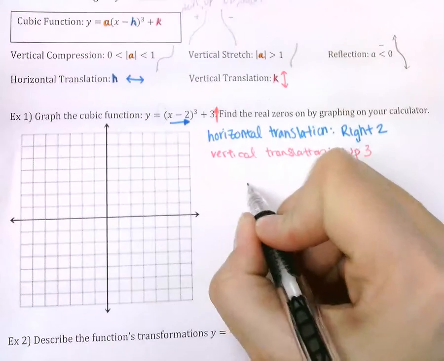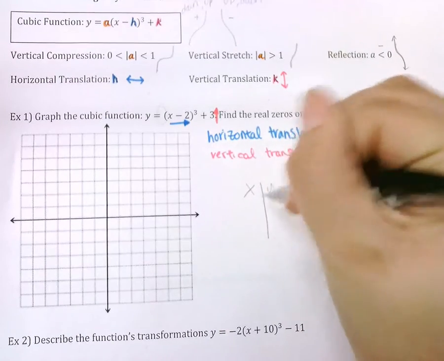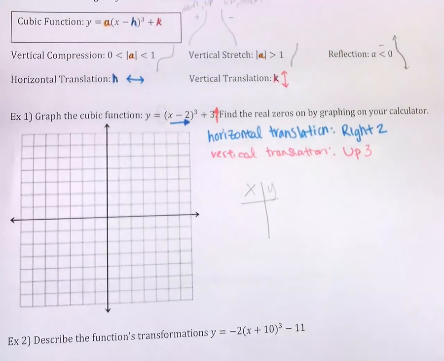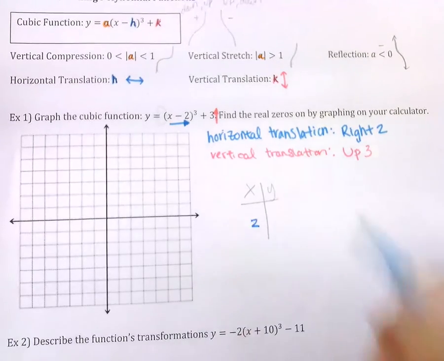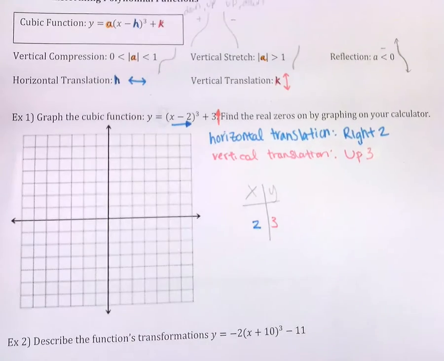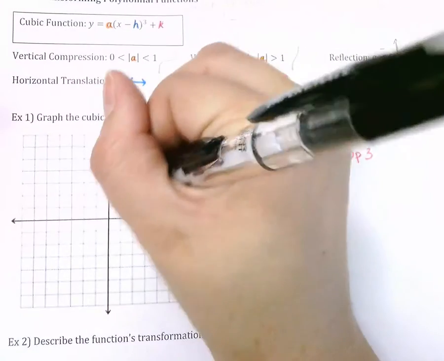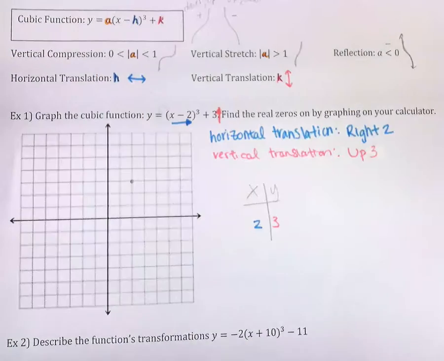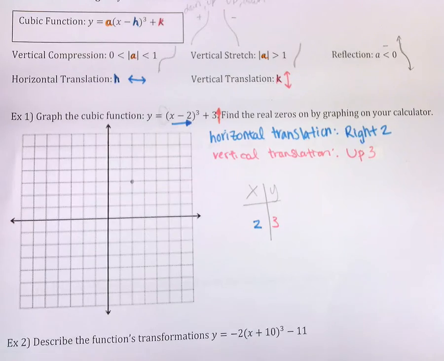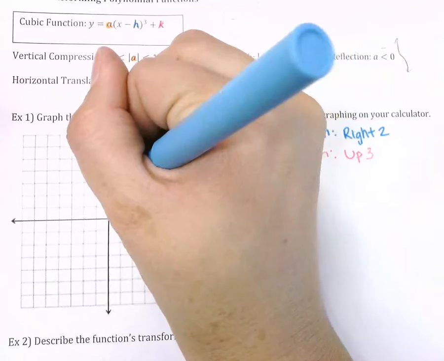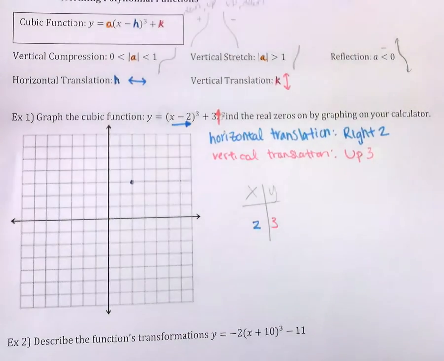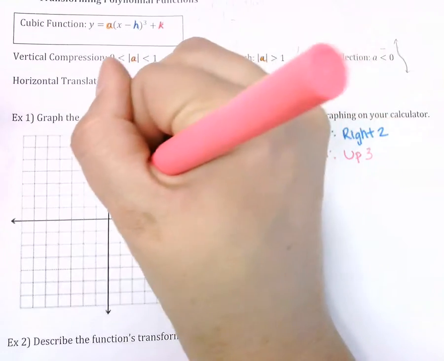When you graph this cubic, you're going to use those numbers there as your first point. So 2 and 3 are not really the coordinates of your vertex, because vertex implies that this graph would come to some sort of point, and it's not coming to a point. But we can still use those in the way that we use a vertex, in the sense that we would start with that point and then go from there.